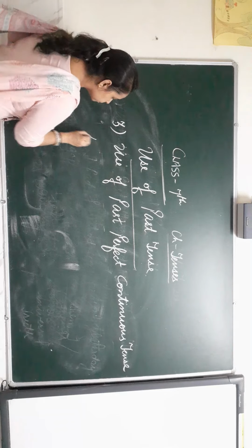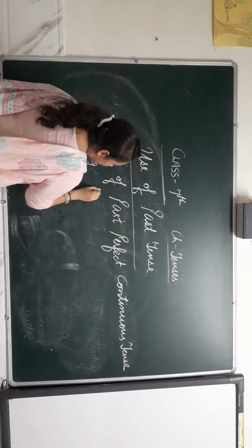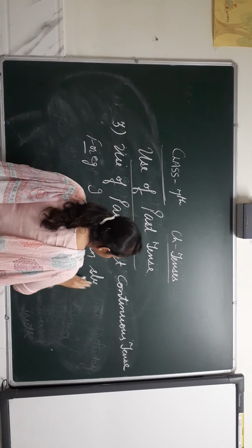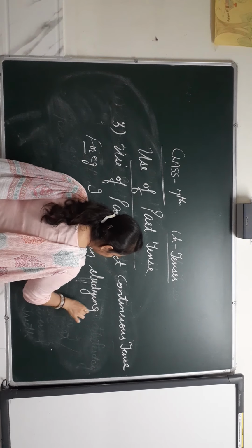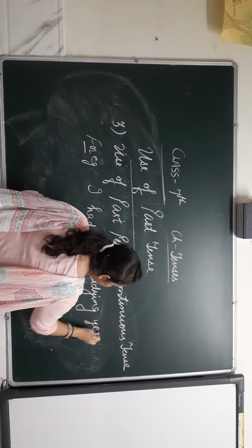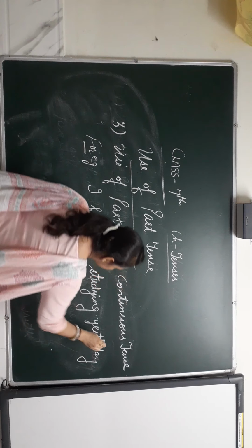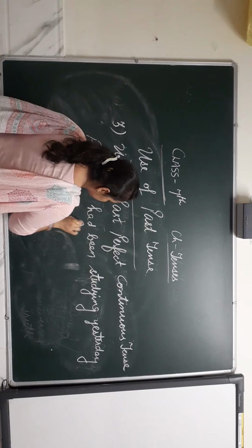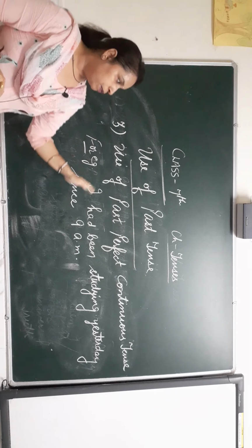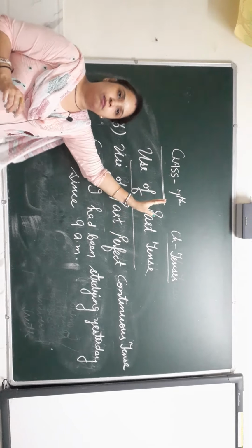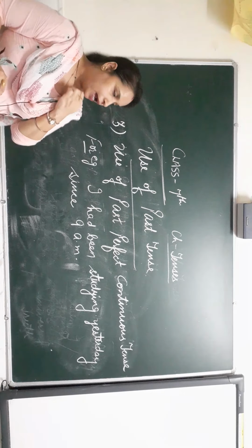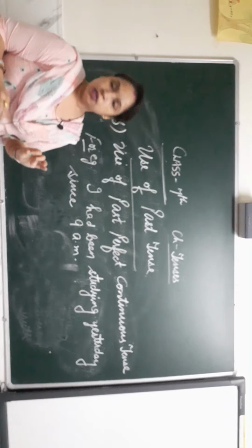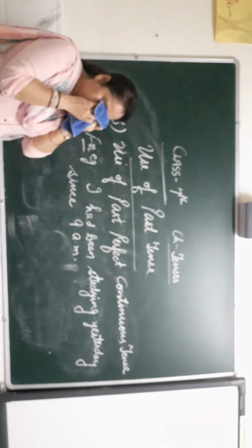For example, I had been studying yesterday since 9 AM. Means मैं पढ़ रहा था yesterday since 9 AM. मतलब full day you have done that work and full day you have started in the past at 9 AM, but full day you were continuing with this work. So that time you have to use past perfect continuous.